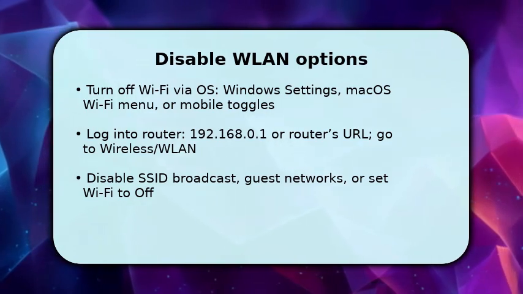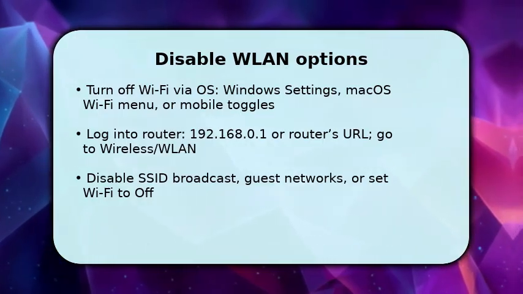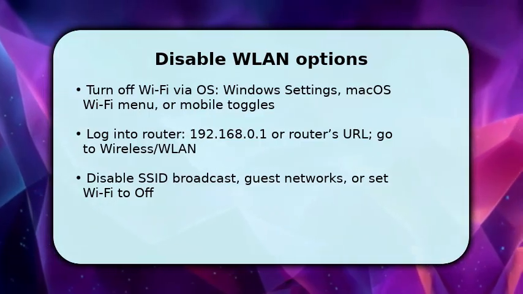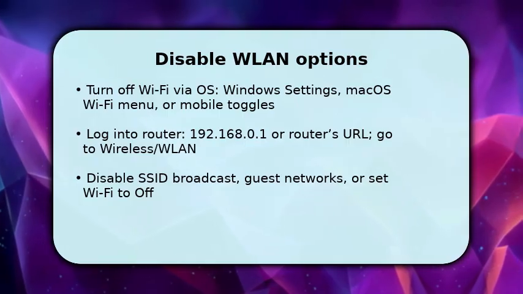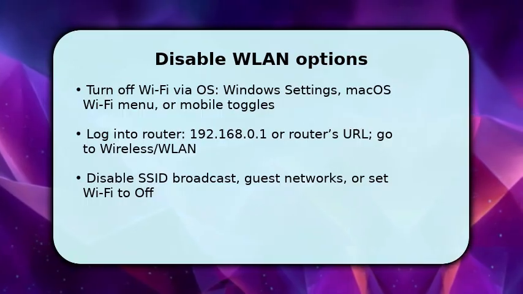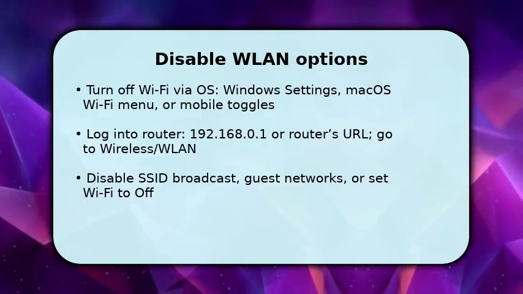On individual devices, flip the Wi-Fi toggle or enable airplane mode so they disconnect immediately. For network-wide off, log into the router's web interface using its IP, then navigate to wireless or WLAN settings and switch Wi-Fi to off or disable SSID broadcast. Once done, disable any guest networks and save settings.